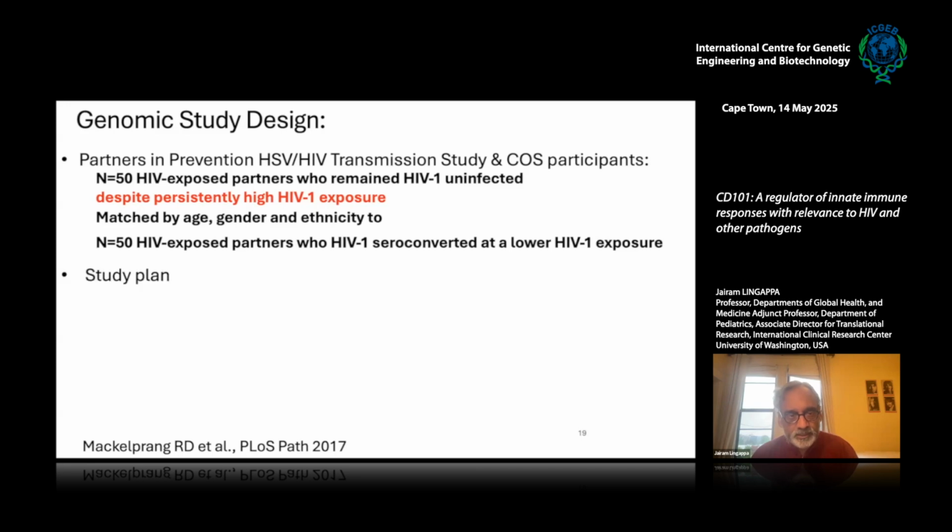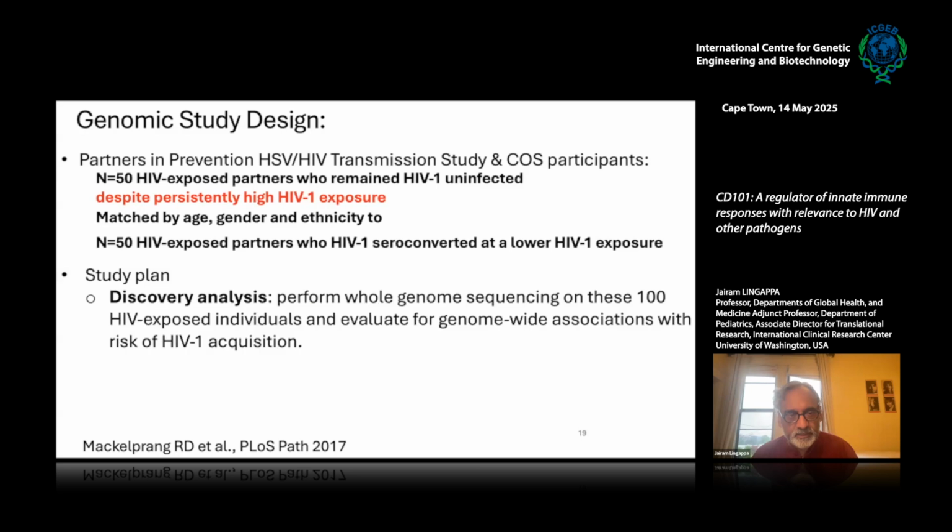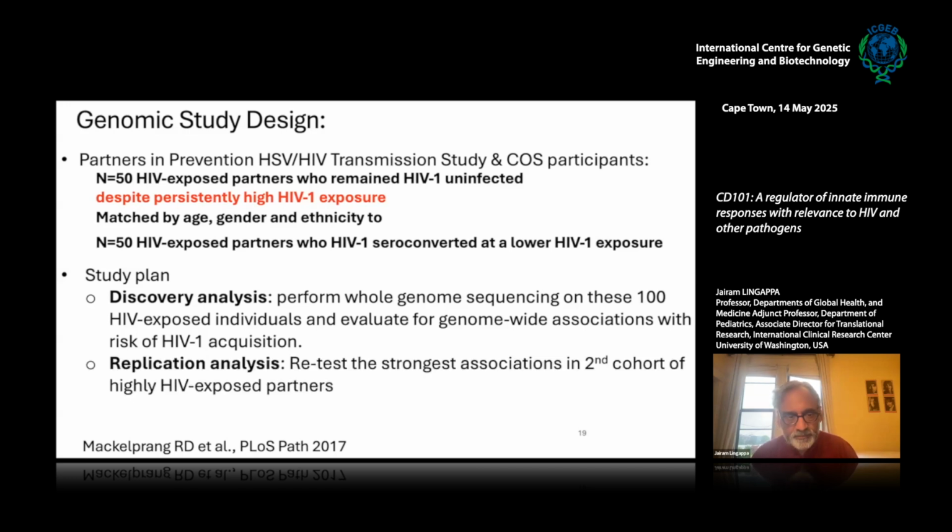And our study plan for this genomic study was to perform a discovery analysis by doing complete whole genome sequencing on these 100 individuals and evaluate for genome-wide associations with HIV acquisition risk, and then to do a replication analysis to retest the strongest of the associations from that discovery analysis in a second cohort of highly HIV exposed partners.